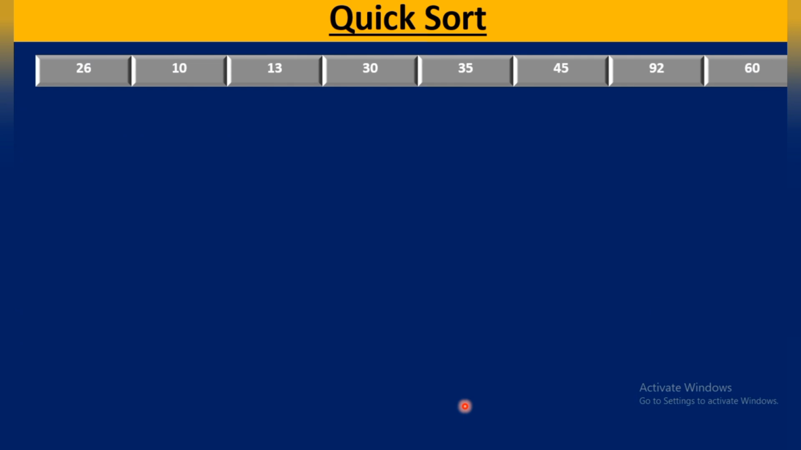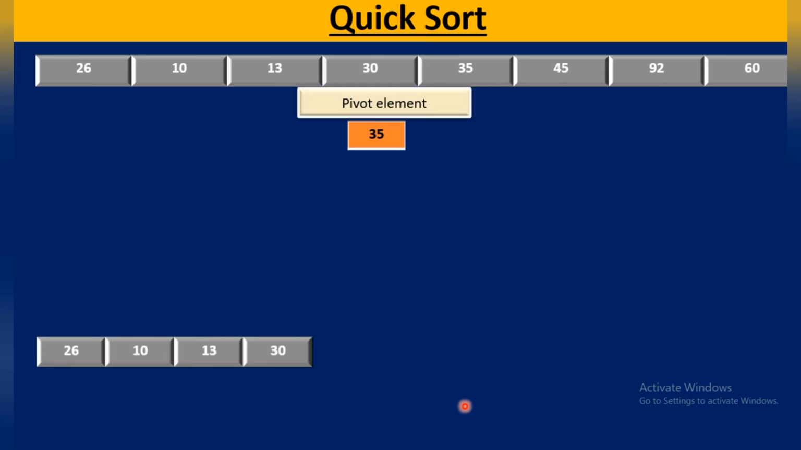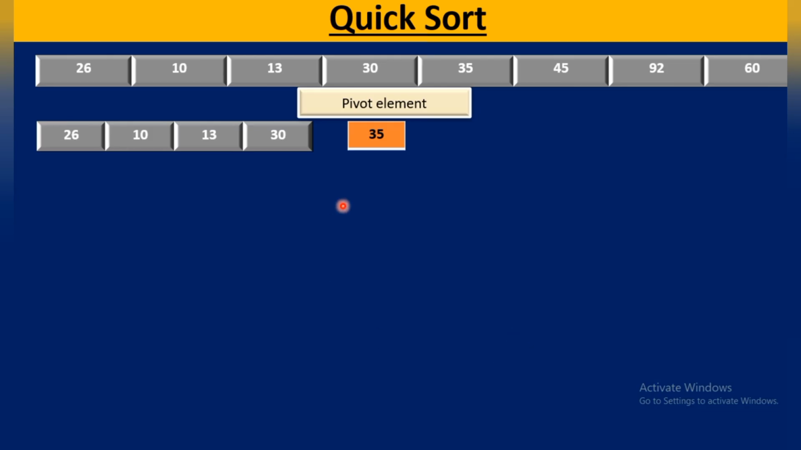So these are the given elements: 26, 10, 13, 30, 35, 45, 92 and 60. Now, for example, here I am choosing 35 as the pivot element. Normally 26 would be chosen, but I want you to think that we can choose any element as the pivot. Now take all the elements lesser than 35, in the same order, friends: 26, 10, 13 and 30. Elements larger than 35 are 45, 92 and 60.